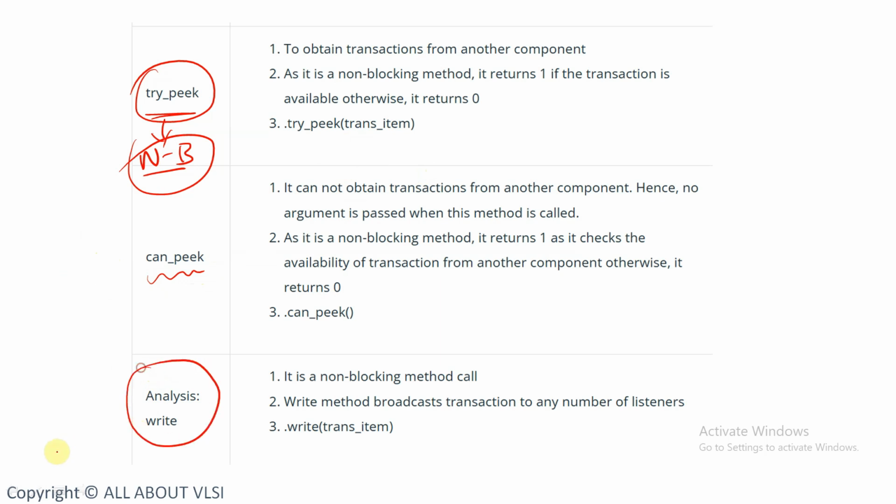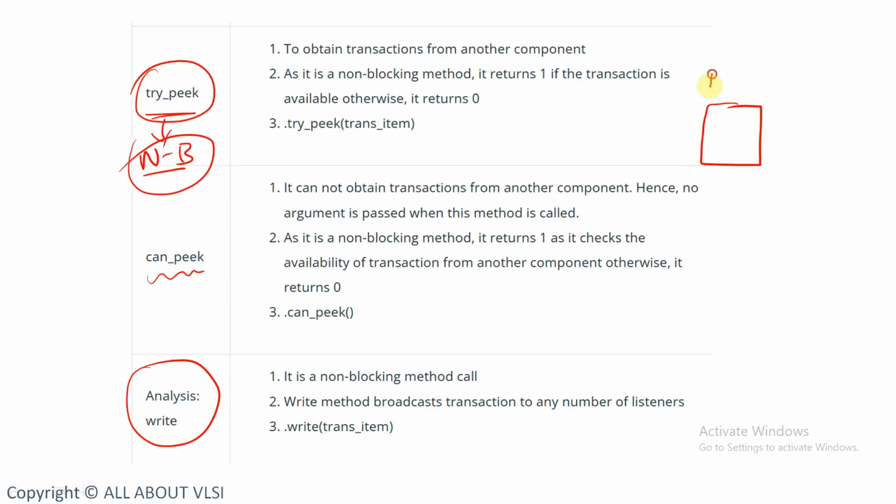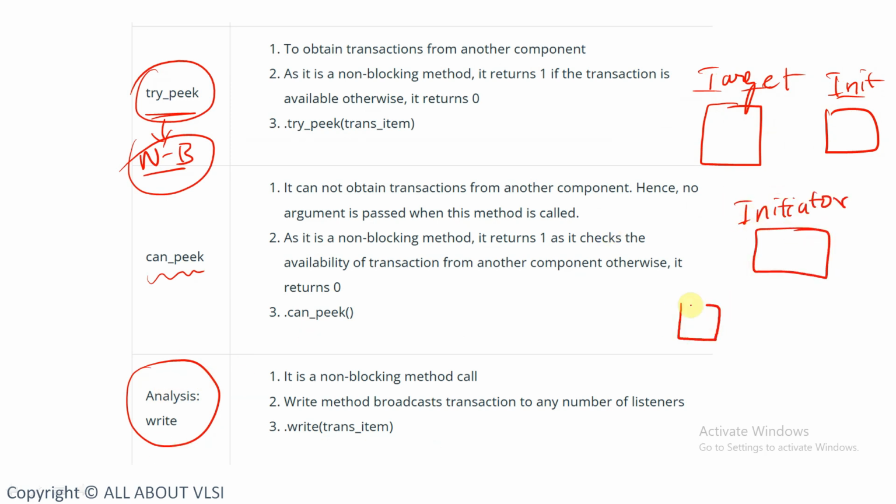And this is a very important one, analysis write. It is a non-blocking method call, and the write method broadcasts the transaction item to any number of listeners. Previously, till now, we have only two components: the target and the initiator, with the direction of the data being different. But in the case of analysis write, we are going to have one initiator and a different number of targets. Basically this is nothing but a broadcast. If you want one to many, then in this case we are going to use this particular port, which is known as the analysis write port.